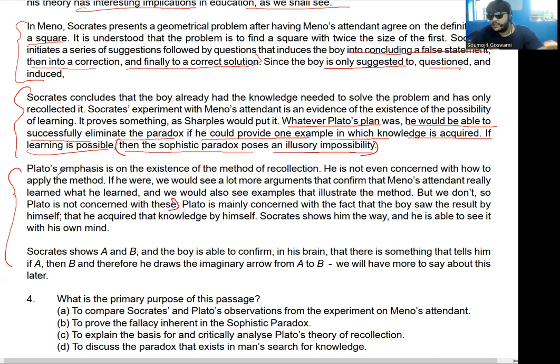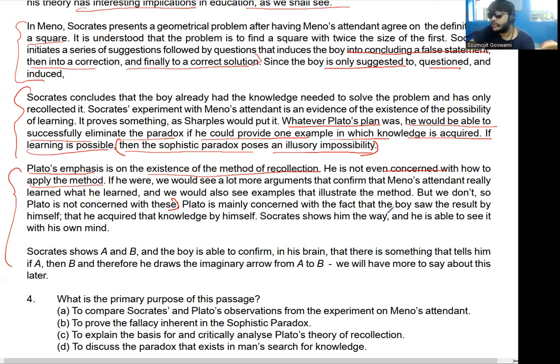So it is said that his emphasis is on the existence of the method of recollection, and he's not considering how this recollection method is applied. Typically, this is what they are saying.